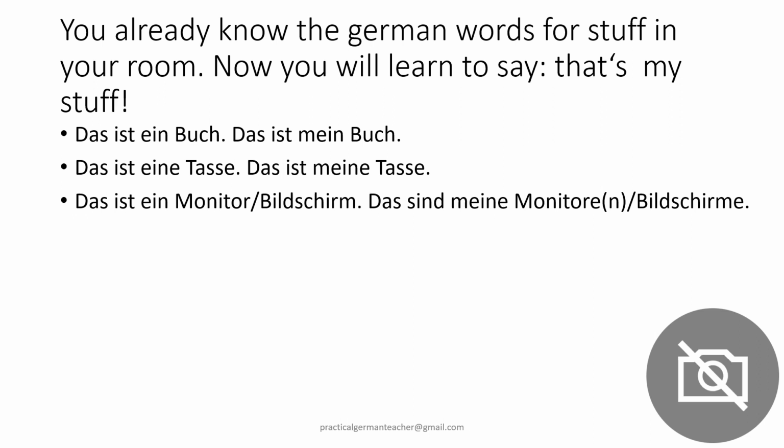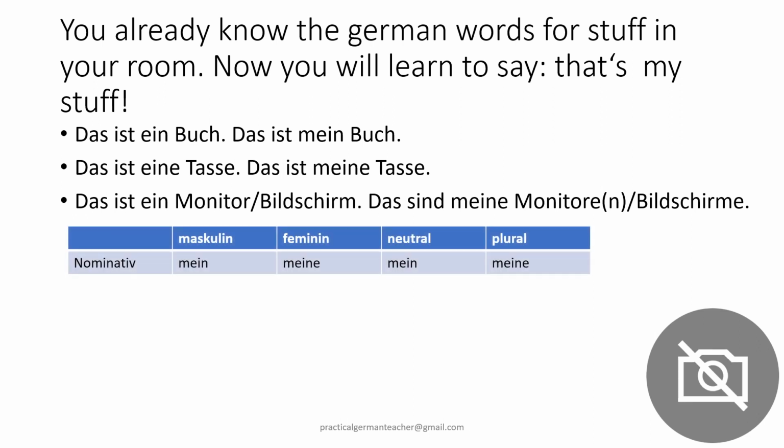This means that is one book. Here you are saying that is my book. Here is the table that you need to remember. Mein, meine, meine. So you notice that the possessive article for masculine and neutral are the same, and for plural and feminine, they have the same possessive article.